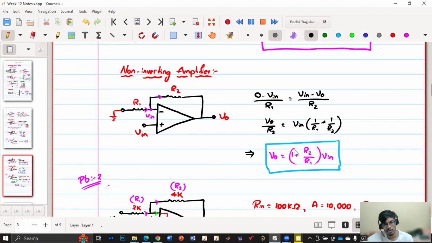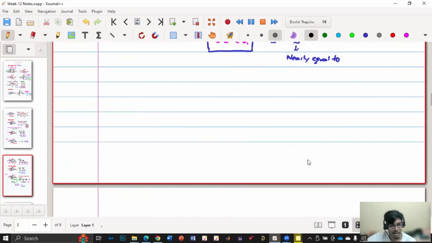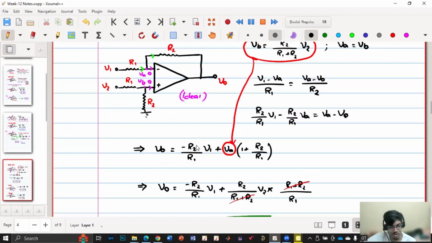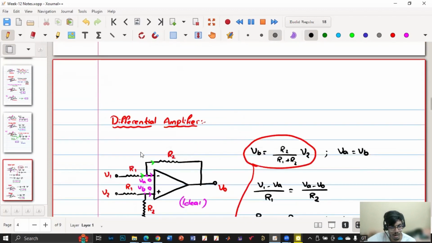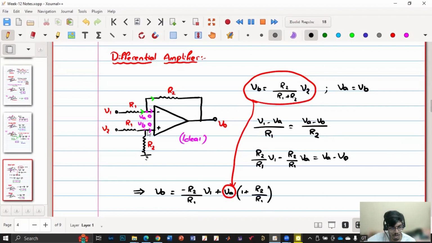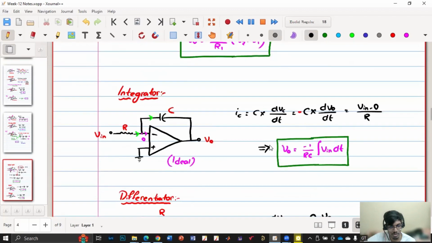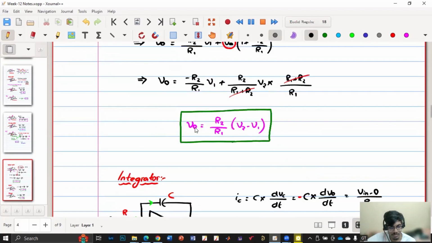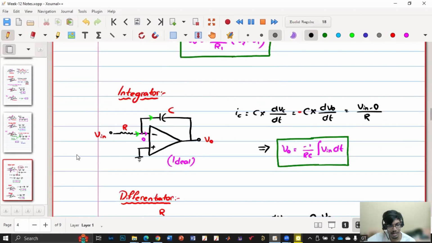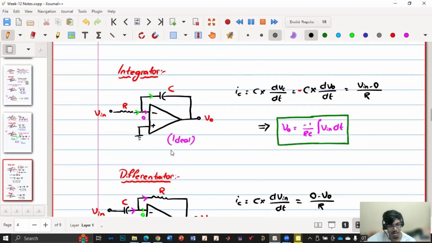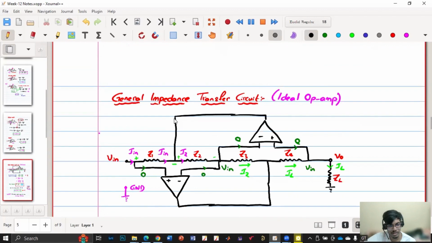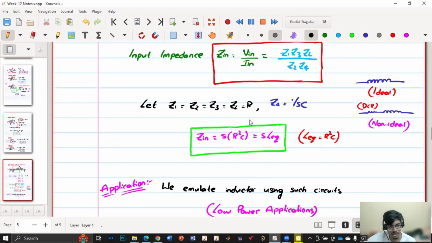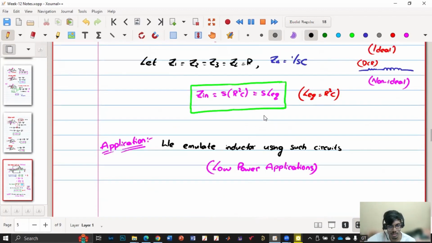Then we have also seen the non-inverting amplifier where output is positive, and output is always greater than or equal to V in because we have this one plus term, followed by the differential amplifier. It will just amplify the difference between the non-inverting terminal and the inverting terminal. So this is positive, V2 minus V1, and output is also the scaling factor of this. Then we quickly discussed the integrator and differentiator using the inverting amplifier configuration. Then we discussed the general impedance transfer circuit, where you can emulate an inductor using a capacitor.